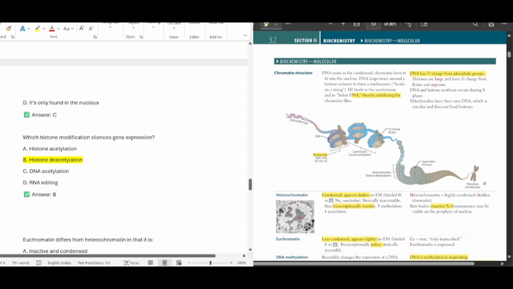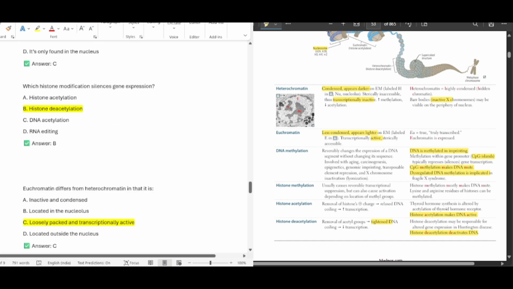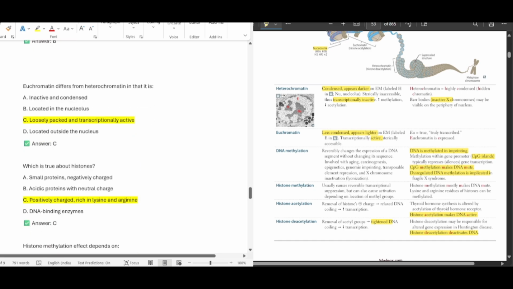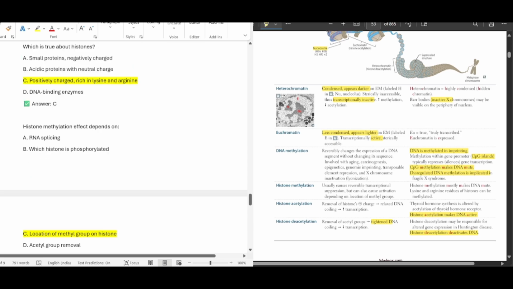Which histone modification silences gene expression? Deacetylation deactivates the DNA, and therefore silences gene expression. Euchromatin differs from heterochromatin in that it is loosely packed and transcriptionally active. What is true about histones? It is positively charged and rich in lysine and arginine. Histone methylation effect depends upon the location of methyl groups on the histone.